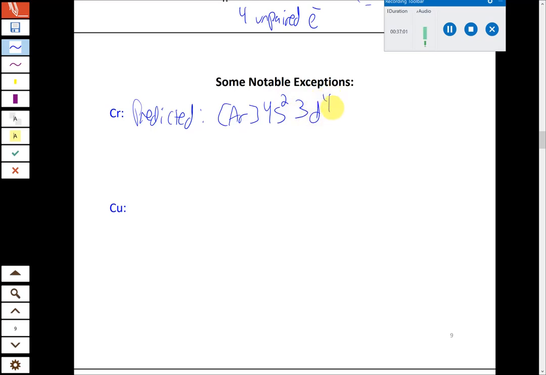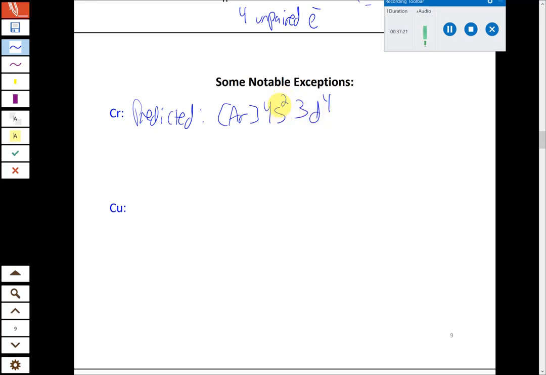But that turns out to not be quite right for chromium, and this is one of the exceptions we want you to know. So what actually ends up happening here is that the 4s and the 3d subshells are very close to each other in energy. They're not that far apart at all. So, bumping one electron from the s to the d is not that difficult to do. And what you end up doing in that case is you maximize the number of unpaired electrons.